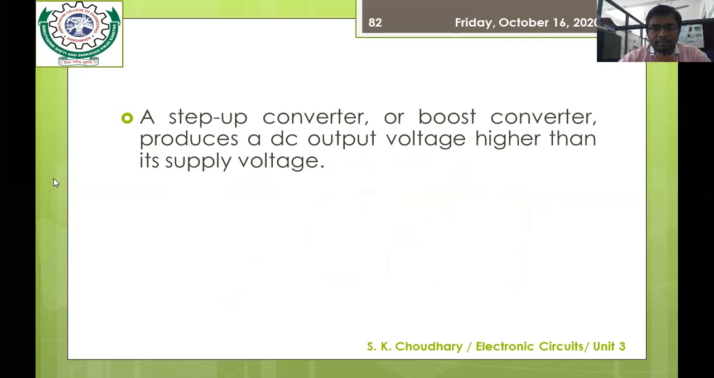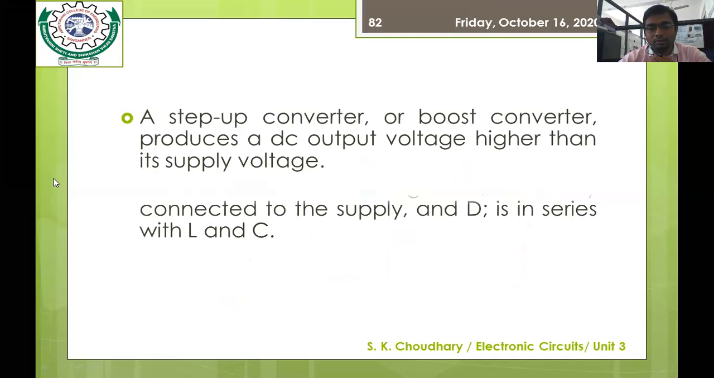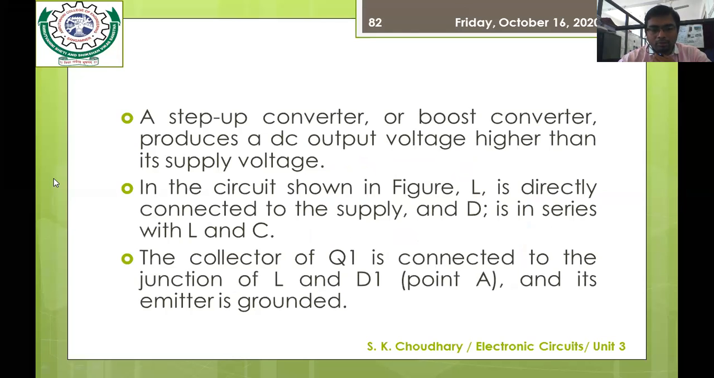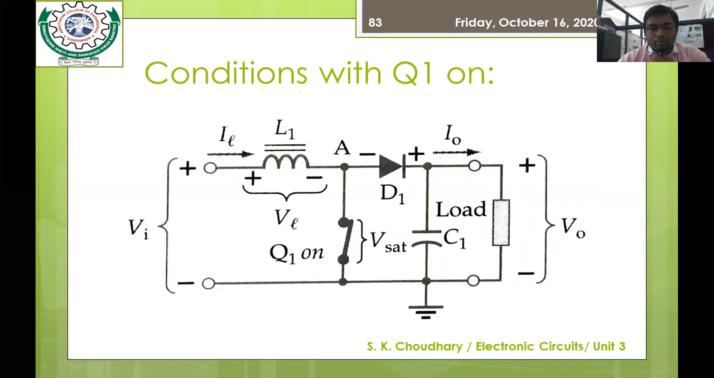That is what I have written here. A step up regulator, a boost converter, produces a DC voltage that is higher than the supply voltage. That's why it is called the step up converter. The positions of all the components are mentioned here. Now come to the operation of this particular circuitry, the boost regulator.